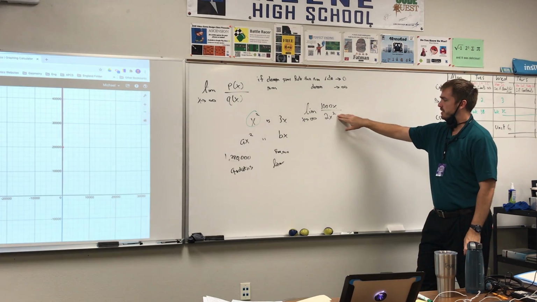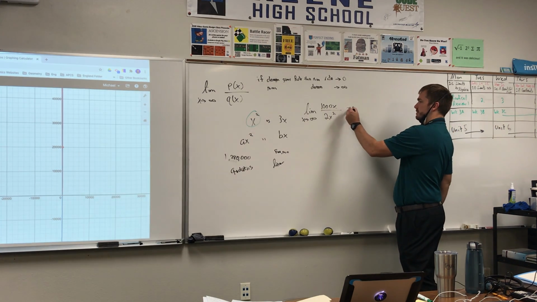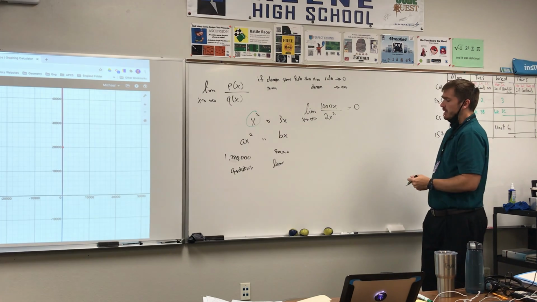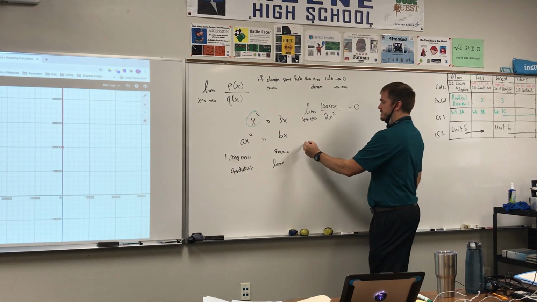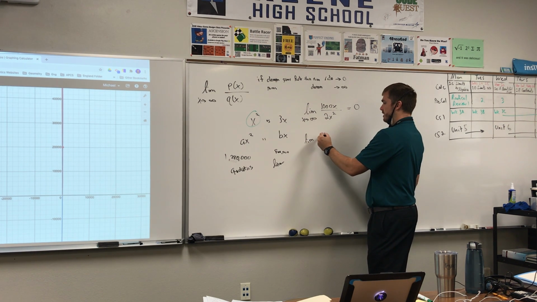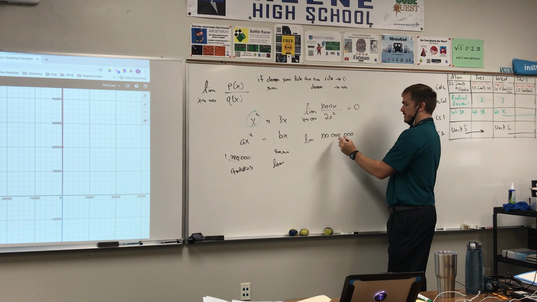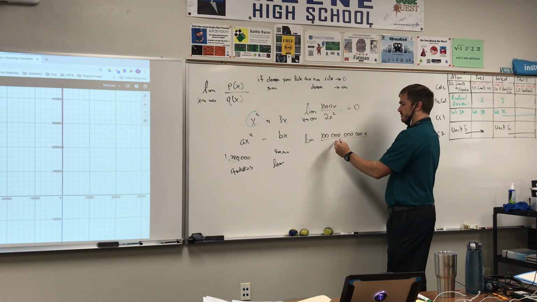All right? So, denominator wins. I immediately know the answer to this problem, and so do you. It's 0. I could make this as ridiculous as I wanted. I could say, what's the limit of 100 billion x over 2x squared.